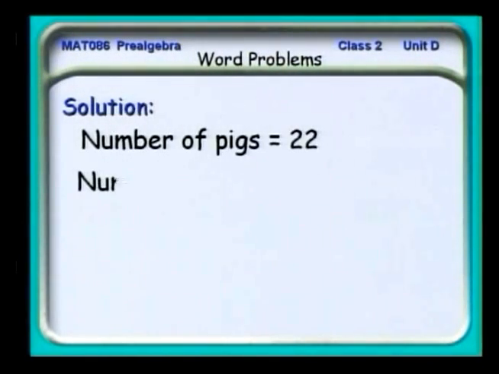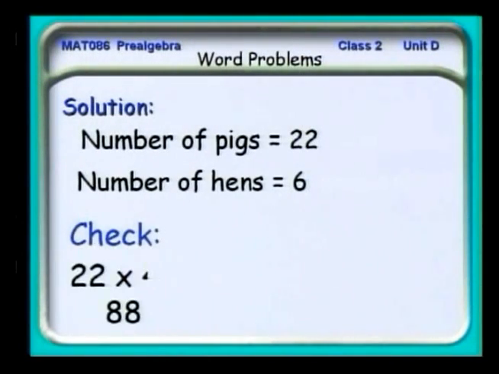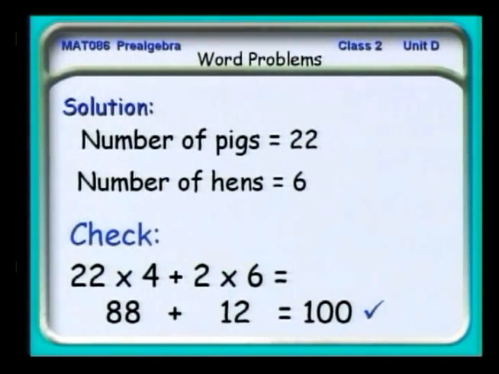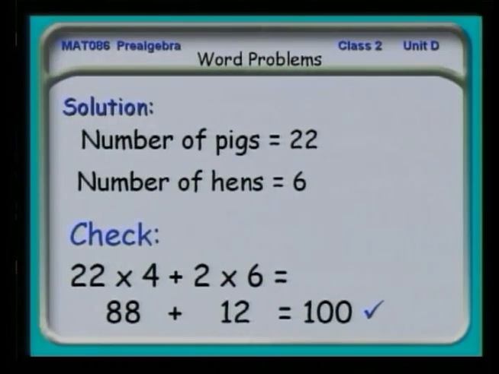So we have 22 pigs, 6 hens. Let's check that. First of all, we see we have 28 animals. That's correct. So if we multiply 22 times 4 for the number of pigs times 4 feet, and 2 times 6, 6 hens, 2 feet, we see we have 100 feet.